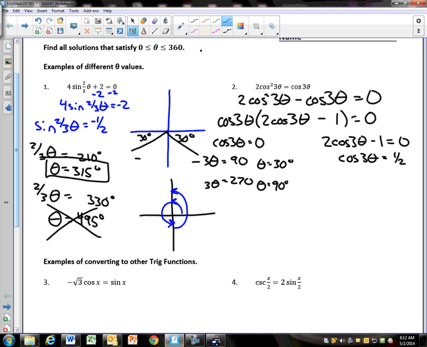Back up to that spot. That spot will work too. That's 90 plus 360, which is 450. Try it. 3 theta equals 450. Divide by 3 and you get? What's 450 divided by 3? 150. Is that still between 0 and 360? Yeah, it is. Let's continue to go around.